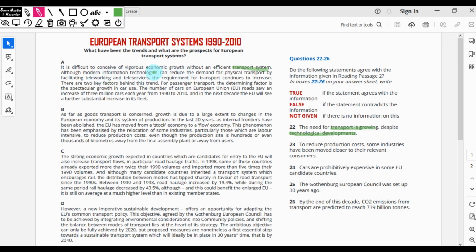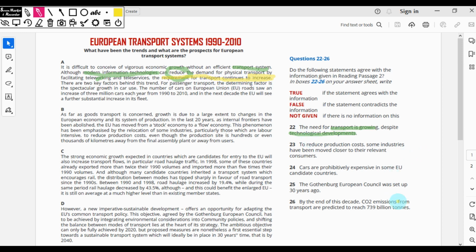Yes. This also means a technological development. Here is "can reduce" technology and physical transport. It reduces the physical transport, facilitating teleservice. The requirement for transport continues to increase. But here is the main answer: the requirement for transport continues to increase.